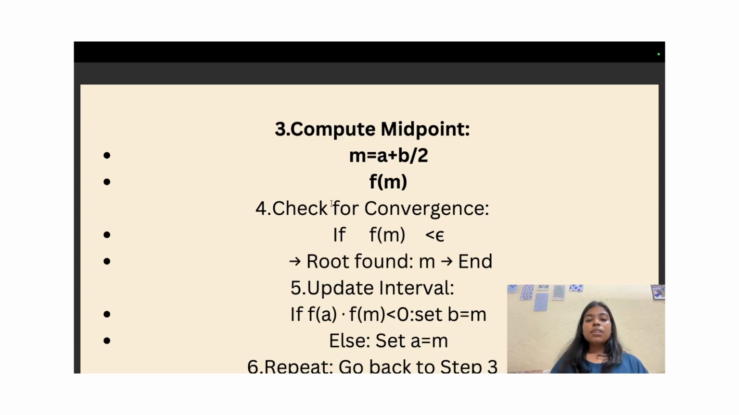Step 3 is to compute the midpoint, m = (a + b)/2, then evaluate f(m). Fourth is to check convergence. If |f(m)| is less than the tolerance, then the root is found, m. If not, update the interval: if f(a) × f(m) is less than 0, set b = m, else set a = m. Our last step is to repeat, going back to step 3.